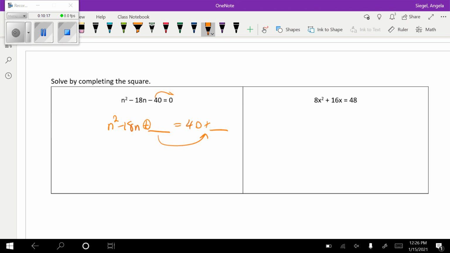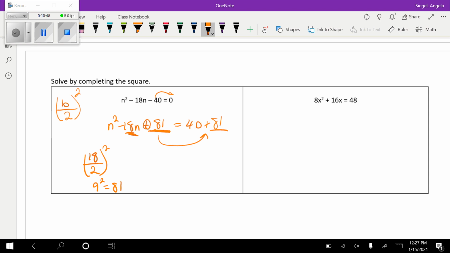So the formula to get this number is I'm going to take 18, divide it by 2, and square it. 18 divided by 2 is 9. 9 squared is 81. So the formula is, for ax squared plus bx plus c, I'm going to take b, divide it by 2, and square it. So the special number that I want is 81.